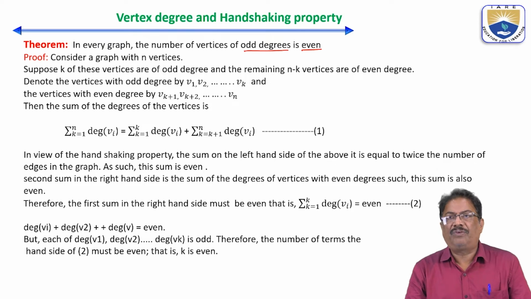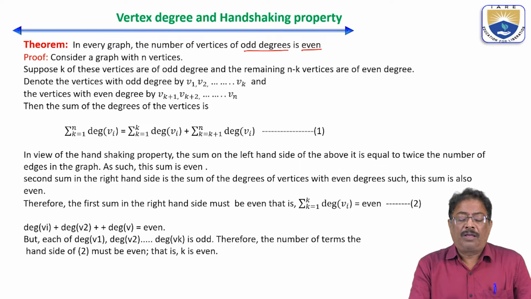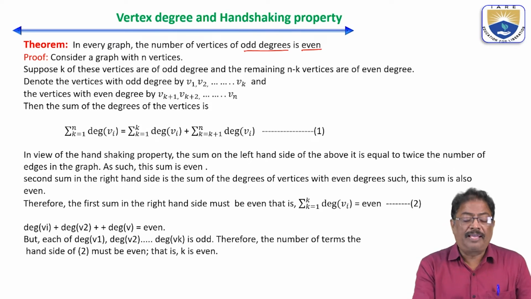In any graph, if you consider each and every vertex, the degree is either even or odd. In that, we have to count the number of odd degree vertices. That should be even. That is what the statement says. Now, we are going to consider a graph which is having n number of vertices.